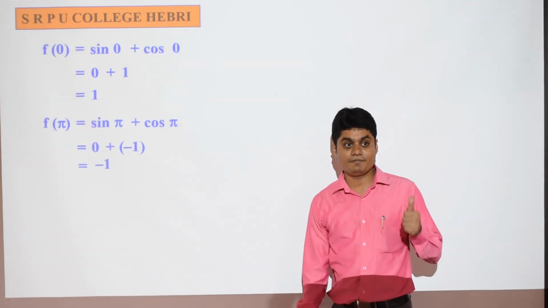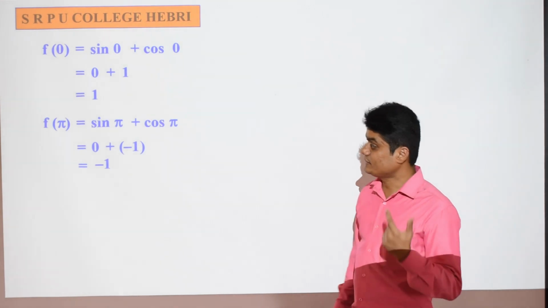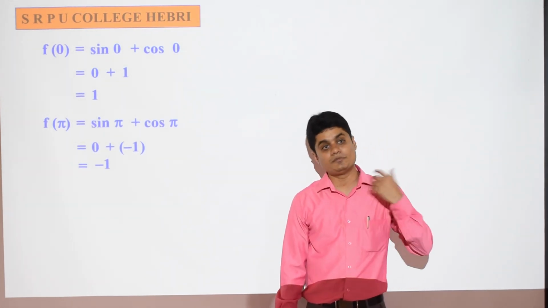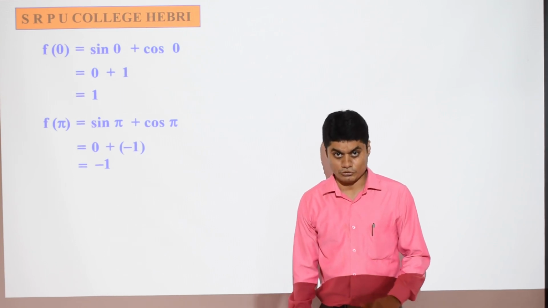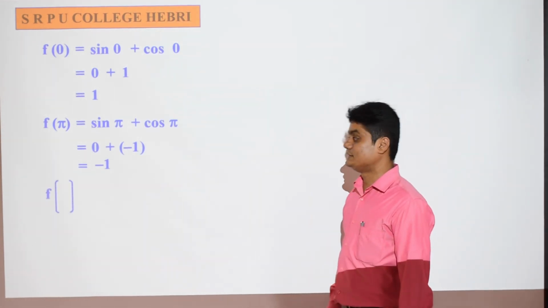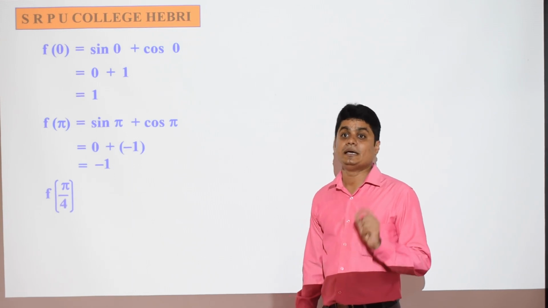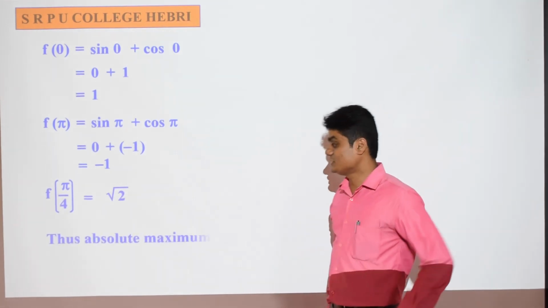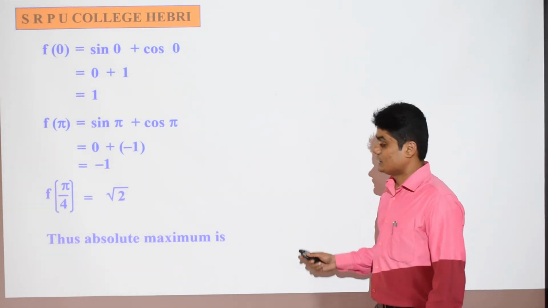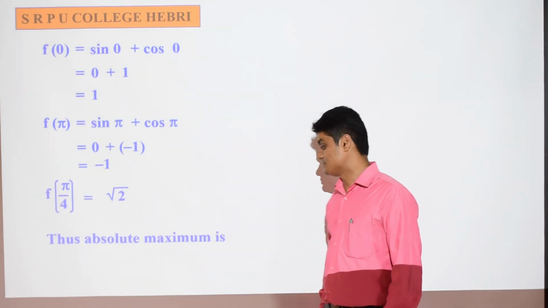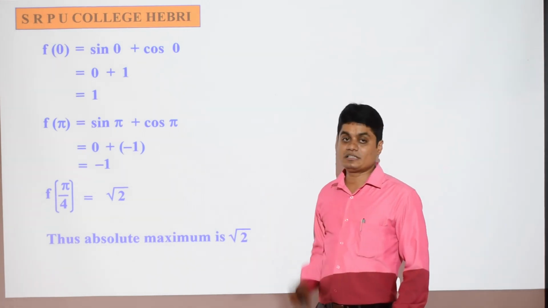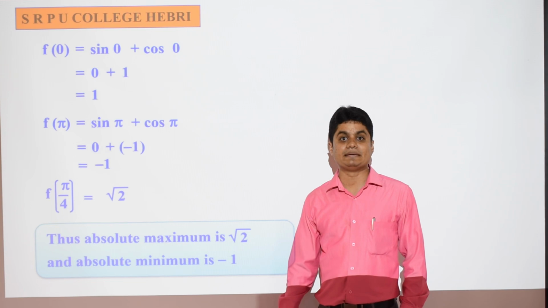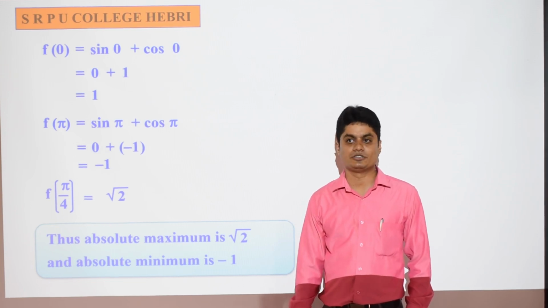So you have the values there: the first is root 2, next is 1, third is minus 1. Now in this case, which is the maximum value? Definitely root 2. So root 2 will be the absolute maximum. Just recall, since root 2 is the largest value, it will be considered as the absolute maximum value of the function. Which is least in this list? Minus 1. So the absolute minimum is minus 1.